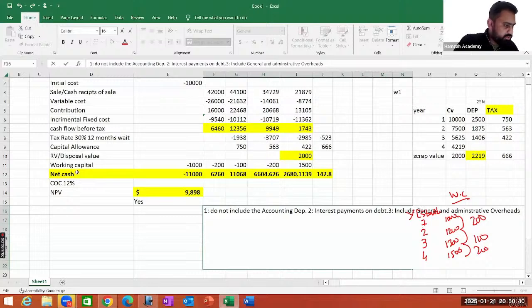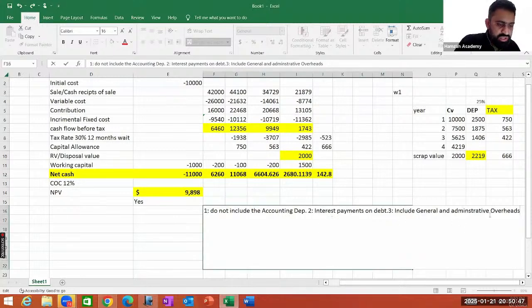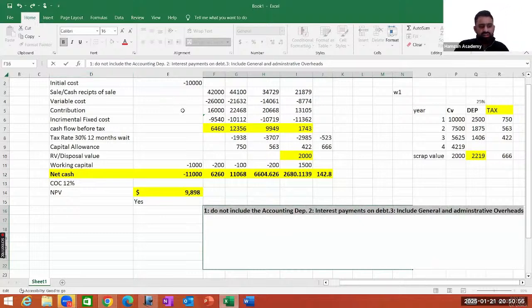General and administrative overheads should not be included in the calculation of the NPV, because general and administrative overheads are fixed costs which are not incremental in nature and they are irrelevant. So those irrelevant costs should not be included in the calculation of the NPV. Basically, irrelevant costs should not be included because NPV is a decision-making tool.